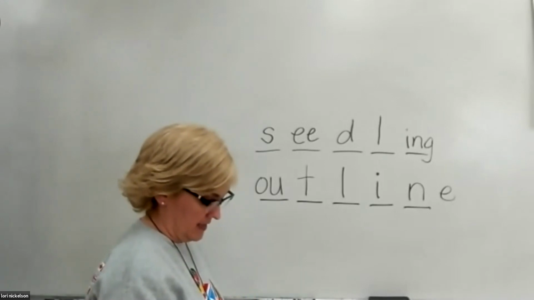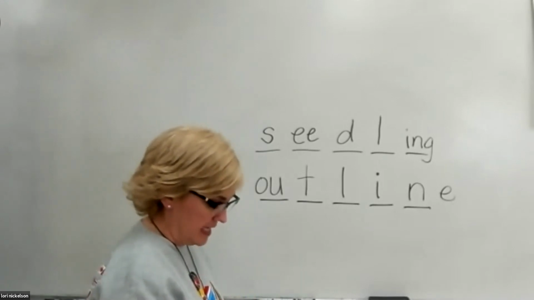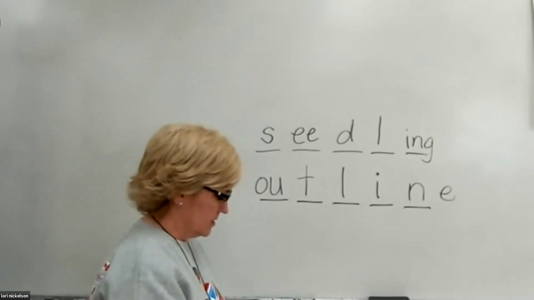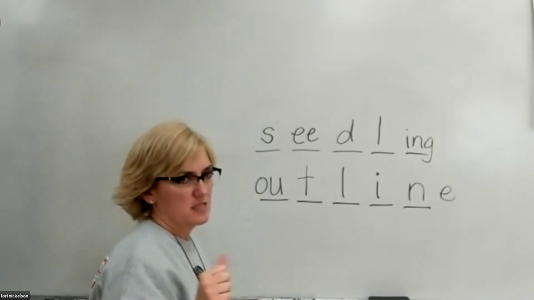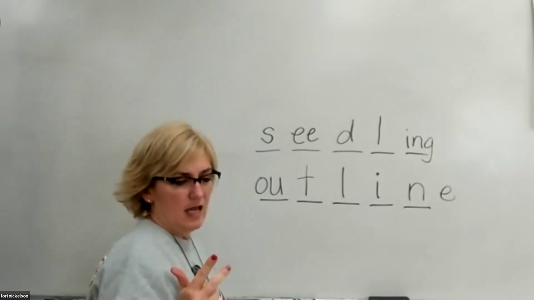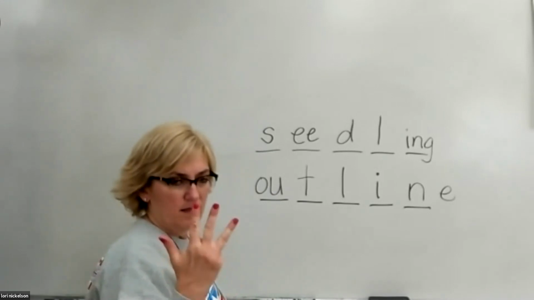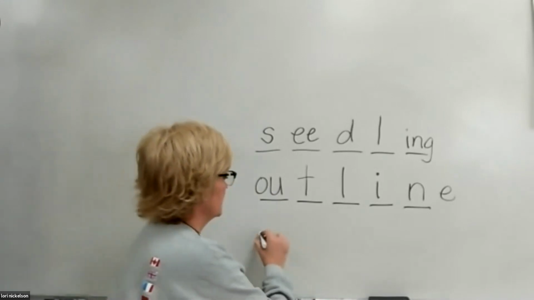Statement. Now that's a long one. Statement. So let's think about this. T, A, T. 4. So I'm going to write 4 lines for state.